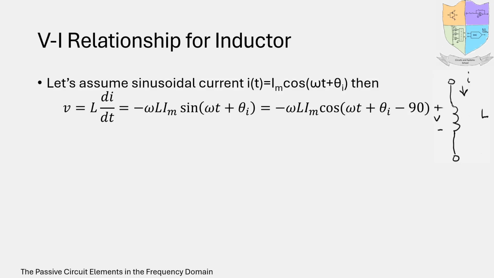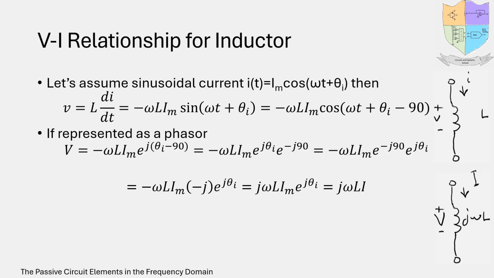Now let's find the VI relationship for an inductor. Assume that a sinusoidal current with amplitude Im and phase theta I flows into an inductor. The voltage across the inductor can be determined by multiplying the inductance value by the time derivative of the current. By representing this result in the phasor form, the VI relationship for an inductor is obtained in the phasor domain.